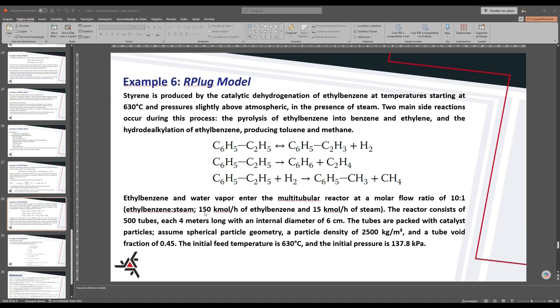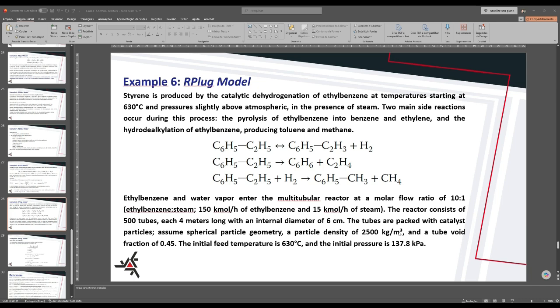Ethylbenzene, we can consider here 150 kmol per hour, and the amount of steam equals 15 kmol per hour, respecting this ratio. The reactor consists of 500 tubes, each 4 meters long with an internal diameter of 6 centimeters. The tubes are packed with catalyst particles, and we can assume spherical particle geometry and a particle density of 2,500 kilograms per cubic meter.